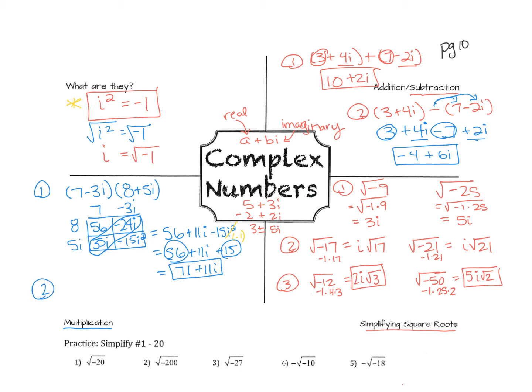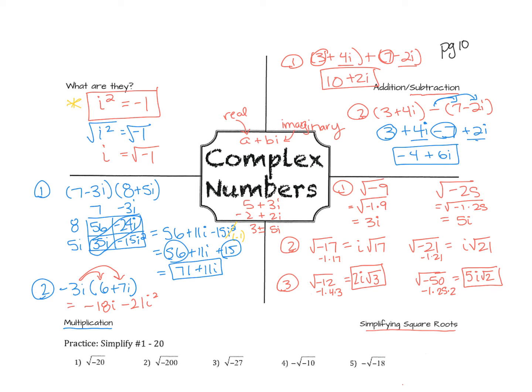I also want to talk about the distribution property, because that's also multiplication. So let's do a problem where we have to use that. How about -3i times 6 plus 7i? This is an example of a multiplication problem where I need to distribute my negative 3i into my parentheses. So negative 3i times 6 is negative 18i. Negative 3 times 7 is negative 21, and i times i is i squared.